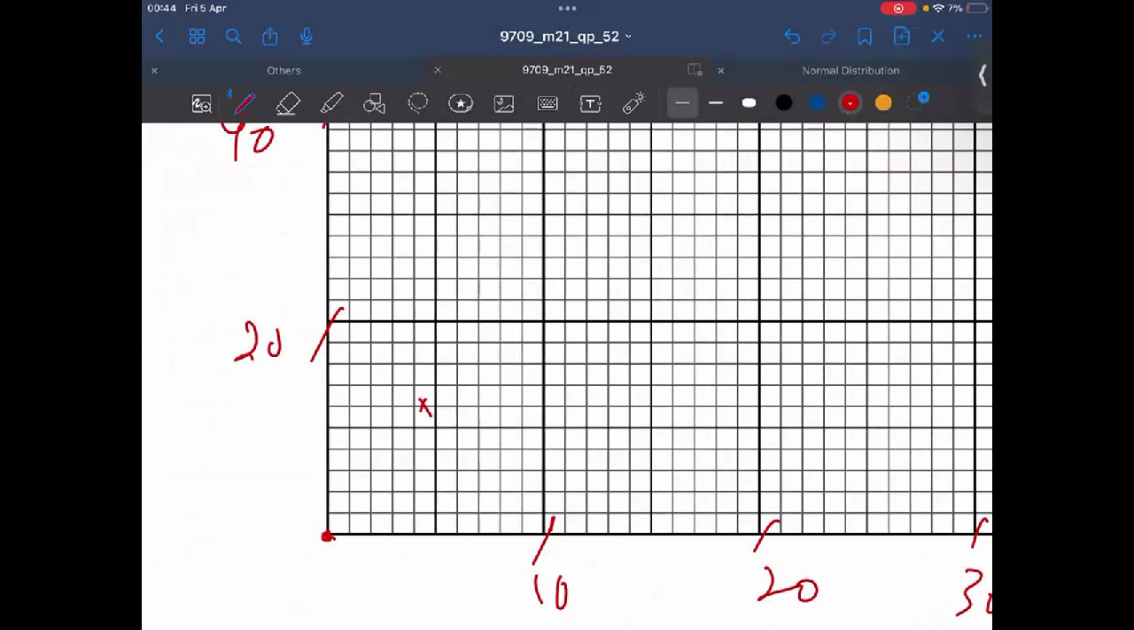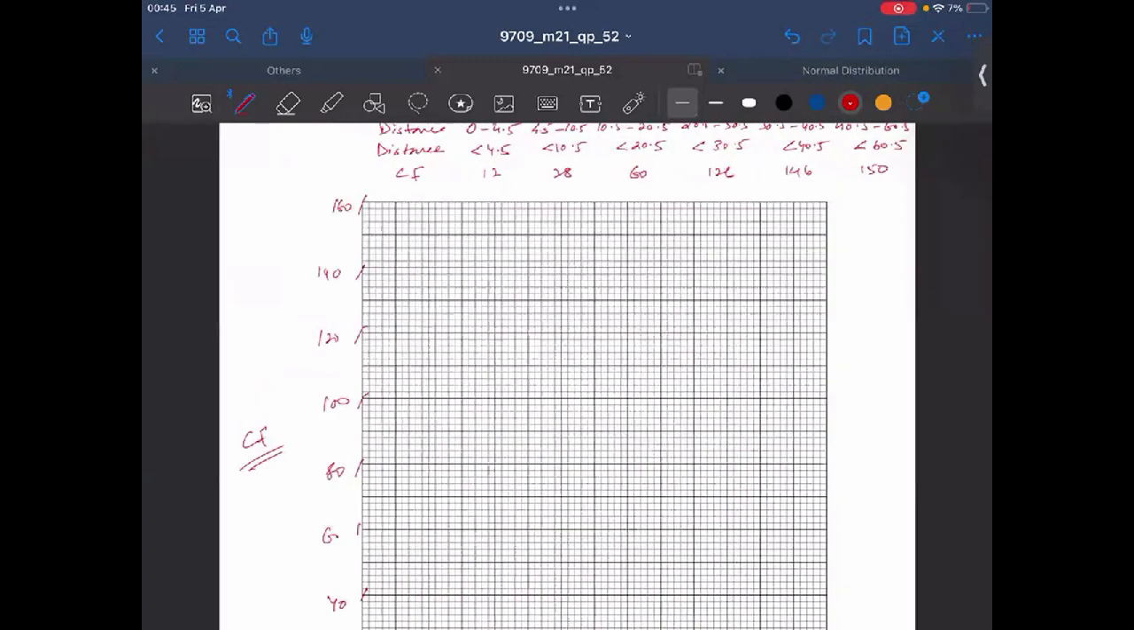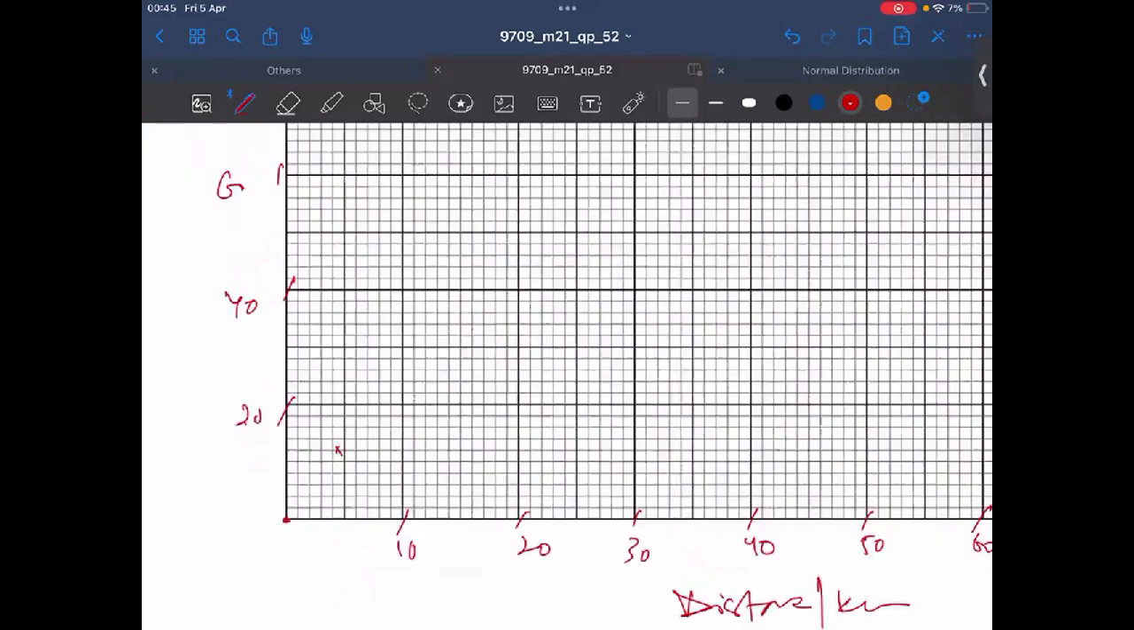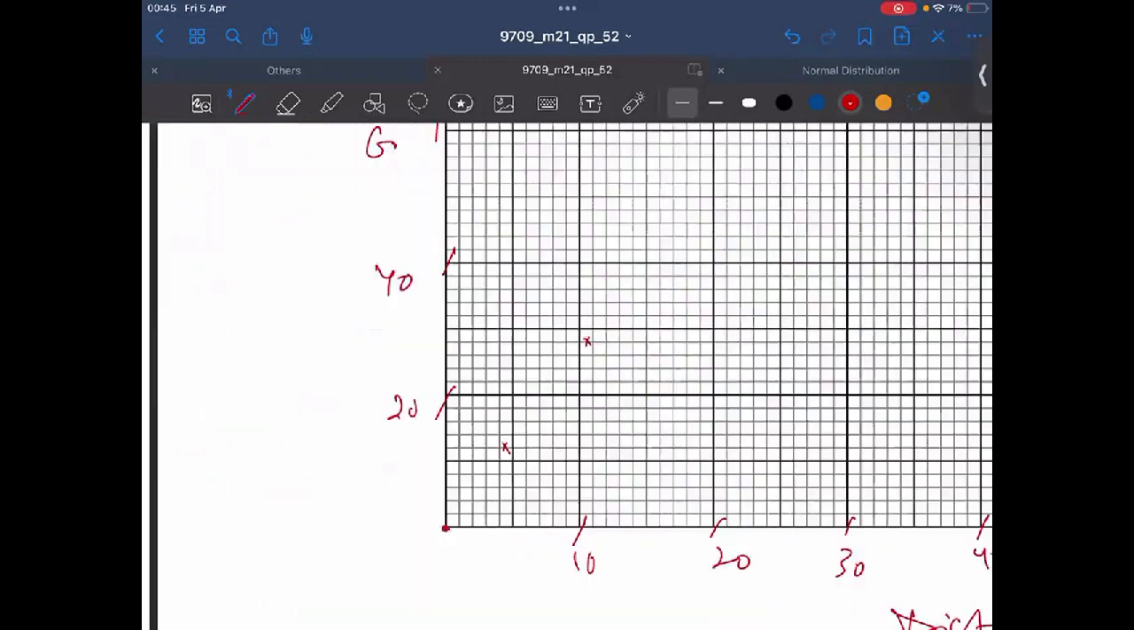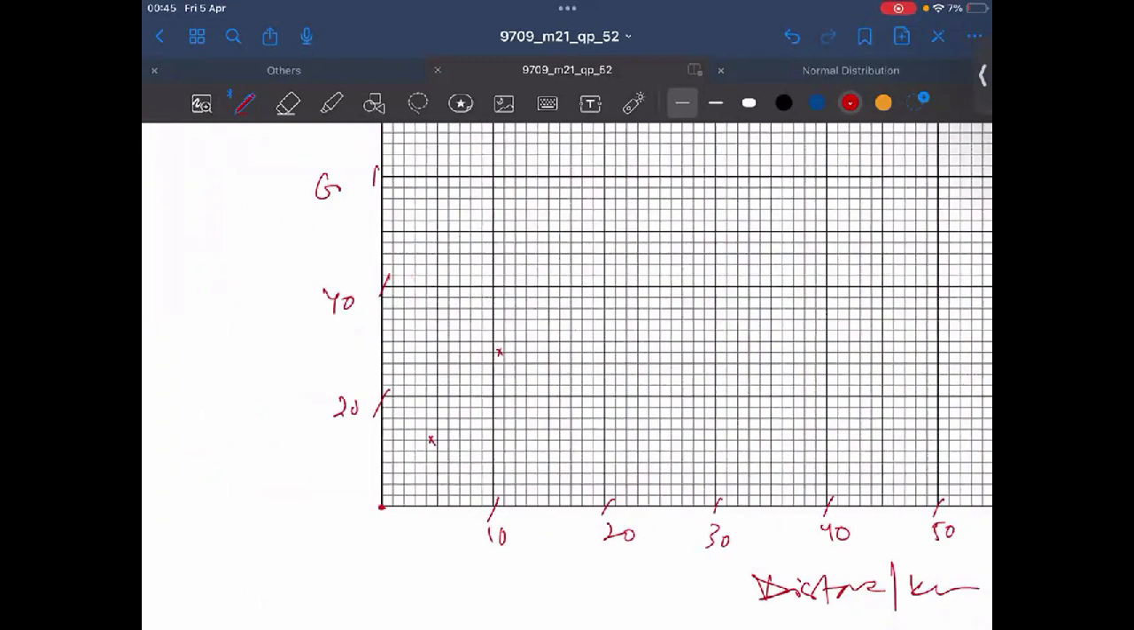All right. Is that correct? Yes. And then we have 10.5, 28. It's going to be somewhat over here. Yes, 10.5, 28.